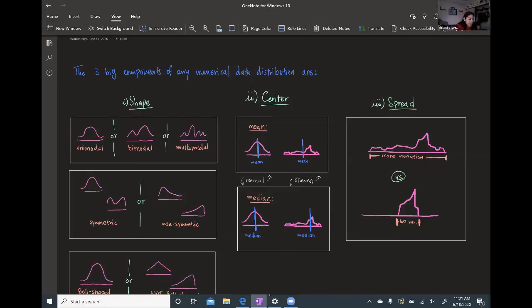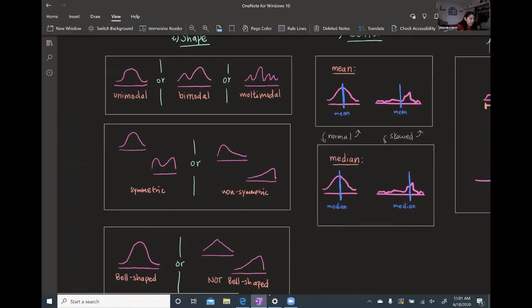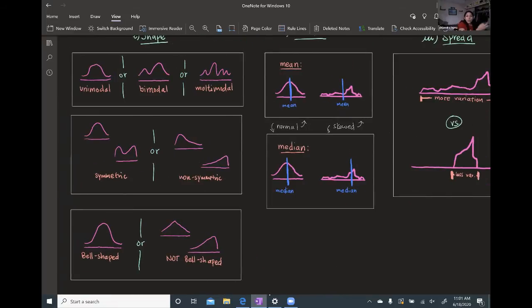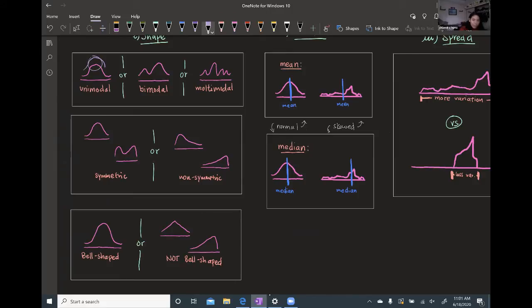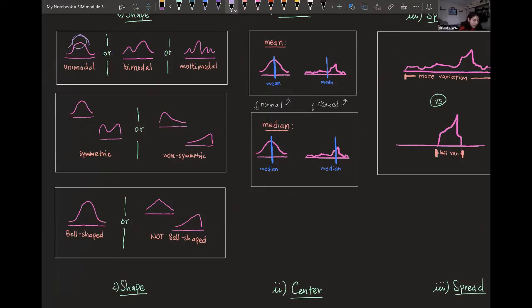When they refer to the shape, it's just the shape of the actual graph. So like unimodal, that means one little bump. You see how it's only one? Uni means one, so it's only one bump. The next one is bimodal. You see how it has two bumps right here? So bimodal, two bumps, and then many bumps, that's multimodal. So we want to see which one of those three it would satisfy.